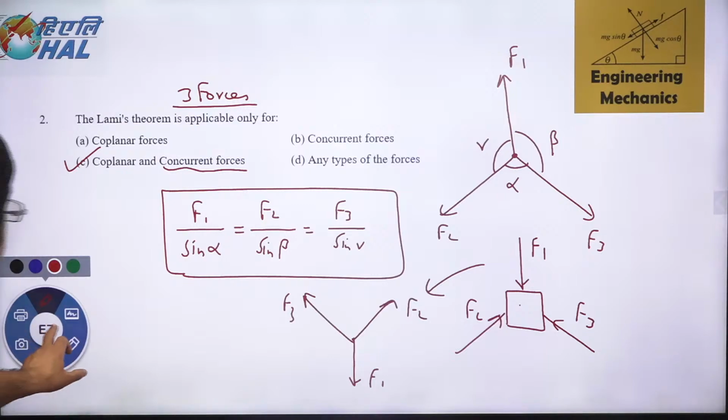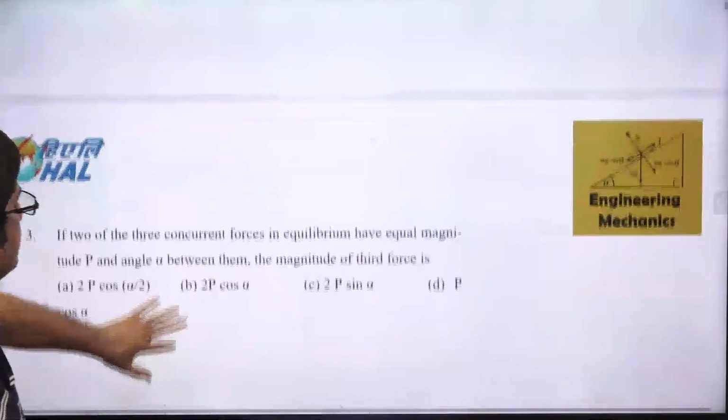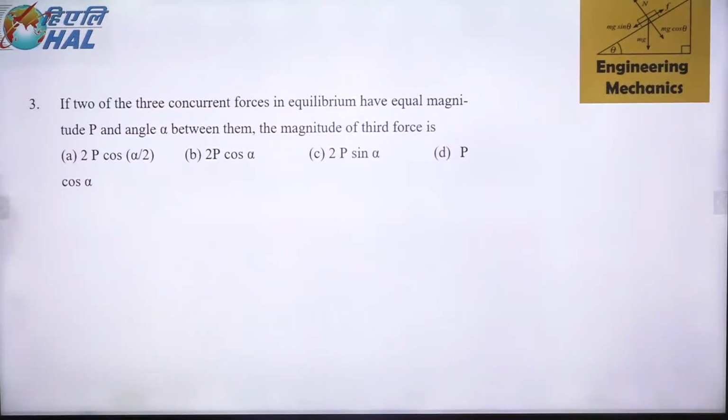Okay, so I think we did this. Now let's go to the next question. This is the next question. If two of the three concurrent forces in equilibrium have equal magnitude P and the angle is alpha between them, then what is the magnitude of the third force? That is the question.